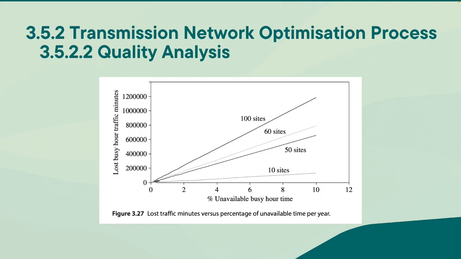So this is the figure that shows the lost traffic a minute versus the percentage of the unavailable time per year, from 10 sites to 100 sites in 1 year.